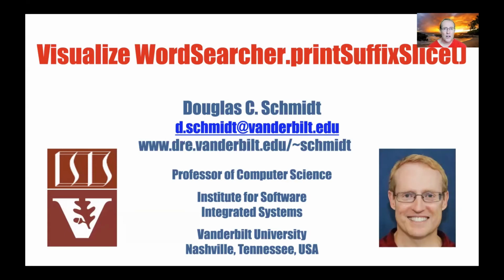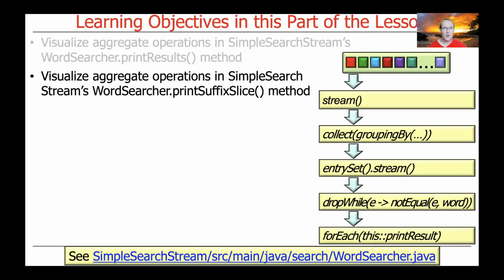So now that we explored the print results method and we visualized the various stream elements used to implement that, we showed the actual Java code that was used to define the implementation of print results. Let's turn our attention to a variant that prints what's called a suffix slice, and you'll see what a suffix slice is in a second. We're going to start out by first visualizing how to do a suffix slice, and then, as we saw before, we'll show the implementation of the suffix slice.